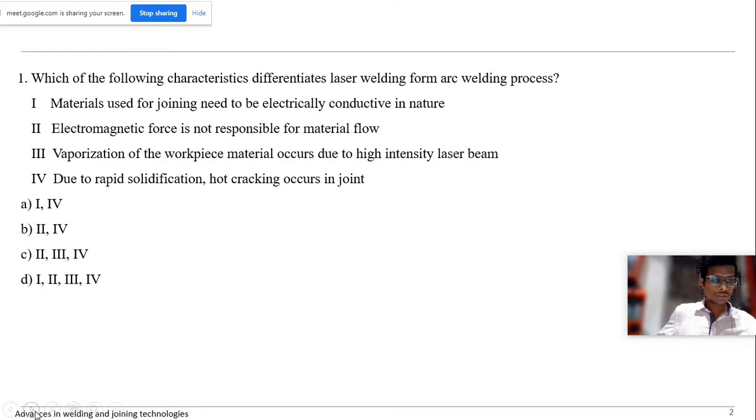Basically, if I just want to add one point, my mouse handwriting skill is not good. Suppose because of the high intensity laser beam, concentrated at a particular point, this region will get evaporated. Once it evaporates, and we are continuously supplying the laser beam, compared to this, the laser beam diameter will be this one, the spot diameter.